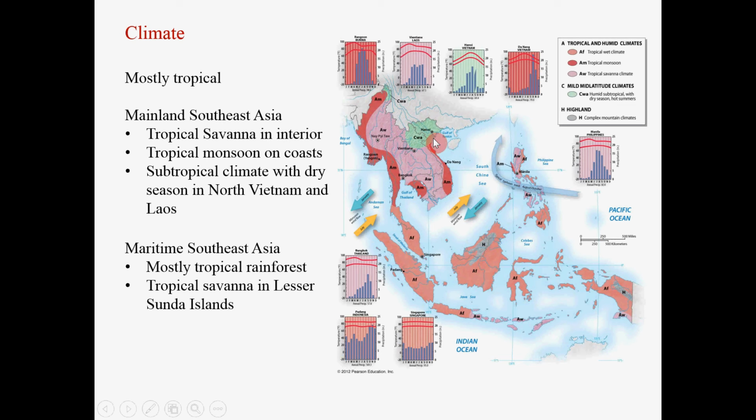In northern Vietnam and Laos, because of the northerly location, you have subtropical climate and also distinct wet and dry seasons. For maritime Southeast Asia, mostly you see the tropical rainforest climate, with the exception that for the Lesser Sunda Islands, you have the distinct wet and dry season. So those are the tropical savanna climate.